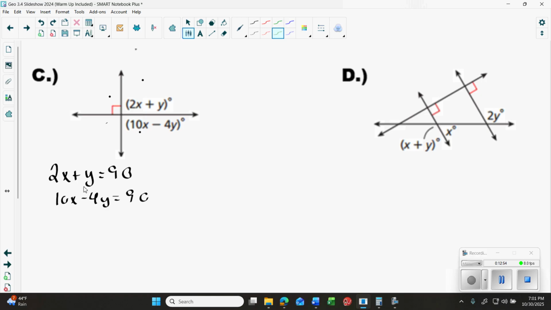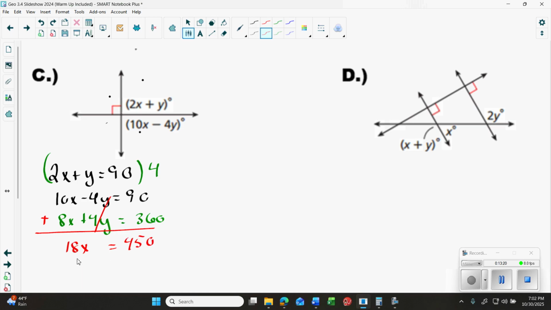Let's get this top y here to be positive 4y. So I'm going to multiply this whole equation by 4. That's going to give me 8x plus 4y equals 360. Then I'm just going to add these equations together. 18x, these y's cancel. 90 plus 360 is 450. And I'm going to divide both sides by 18. And I'm going to get x equals 25.